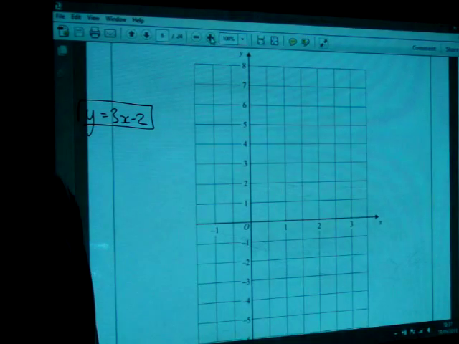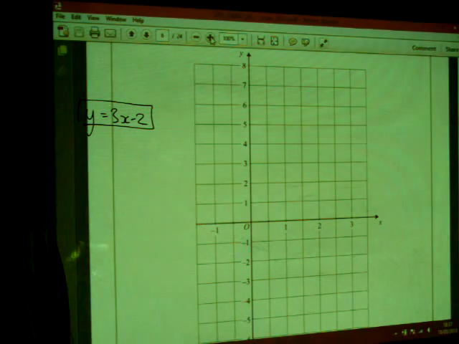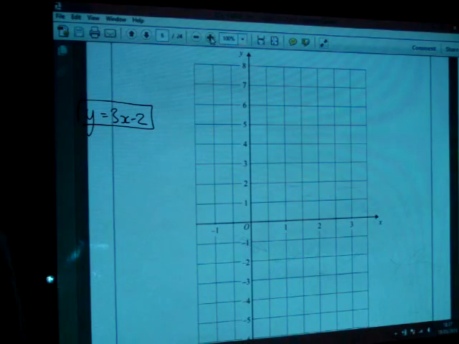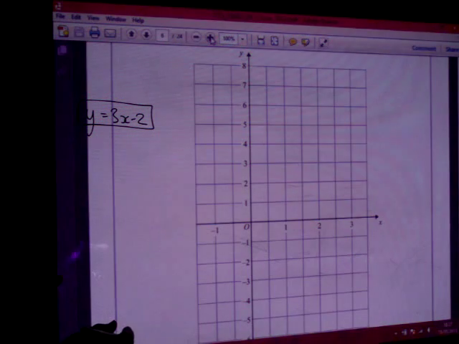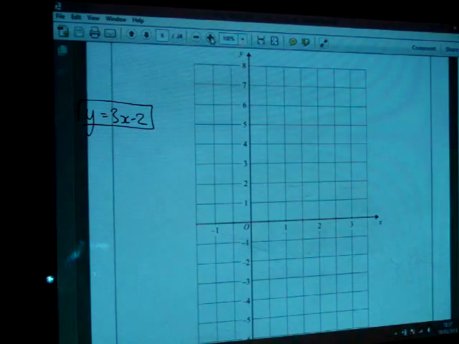How many points do we need to plot to do a straight line graph? We need 2 points to make a straight line. Now, they give you them here. Yeah, they give you the numbers. Okay, they give us -1 to 3. That's right.